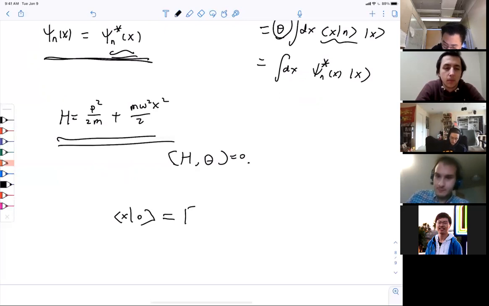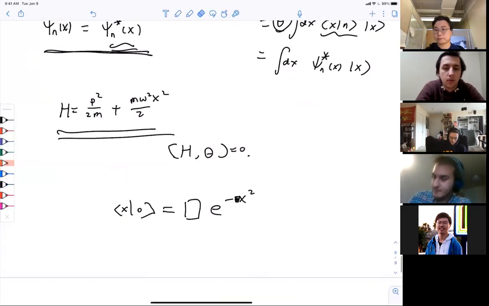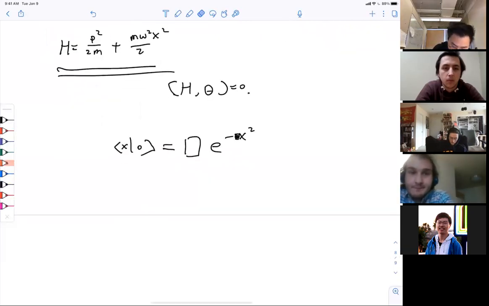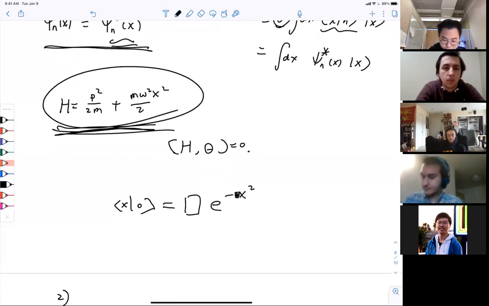Some constant in front, and some exponential like this. There's some constant here. It's a real function. Of course, you can say there's some constant phase factor, but it really doesn't matter. And by the way, there's no degeneracy for this problem.